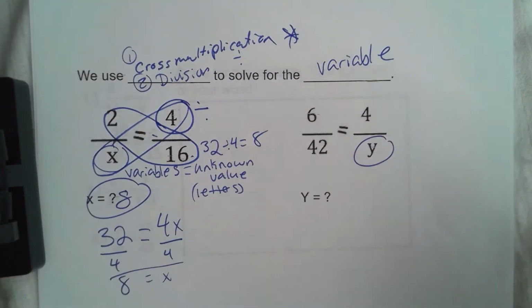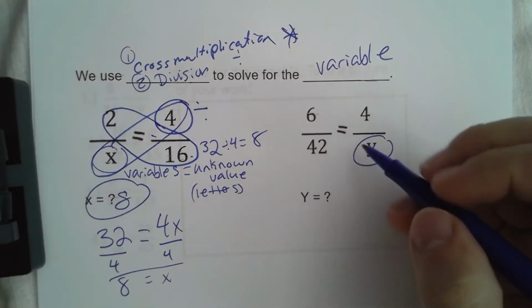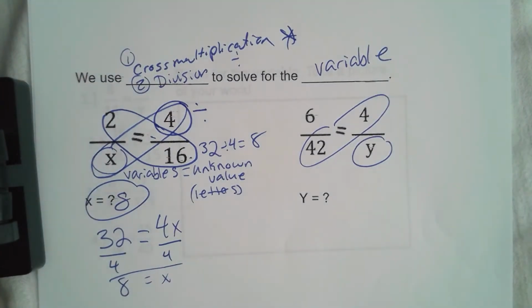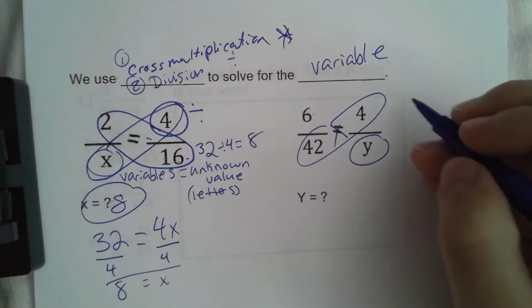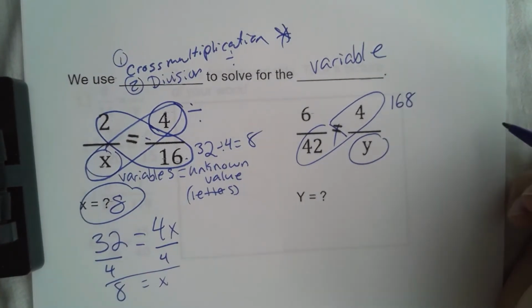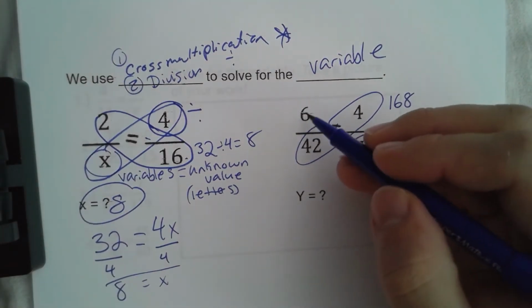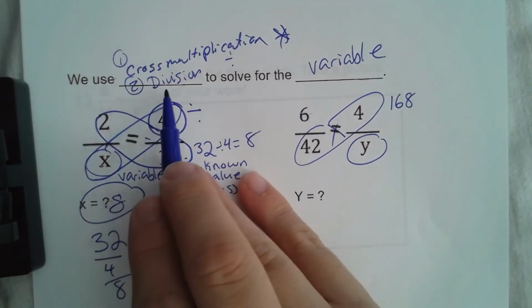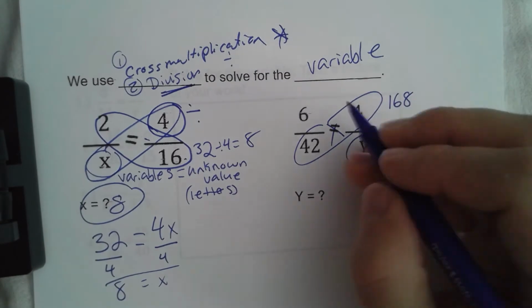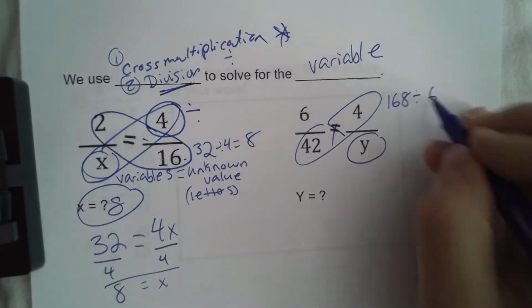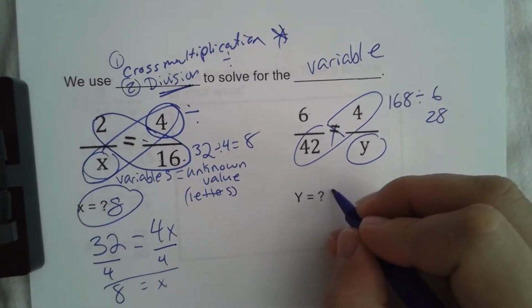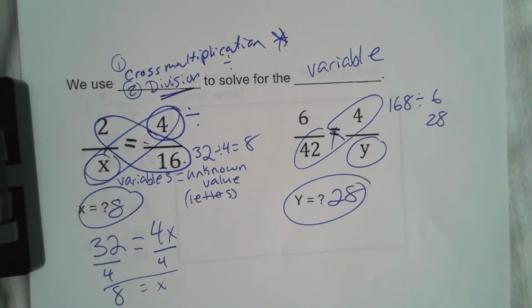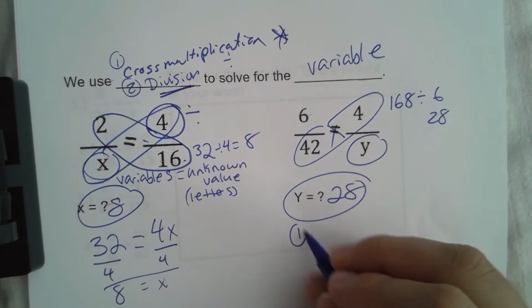Let's try this one. What is y? The first thing I need to do is 42 times 4. Okay? 42 times 4 is 168. I have this number here. What do I do? Divide. So you do 168 divided by 6, and you get 28. So y equals 28.